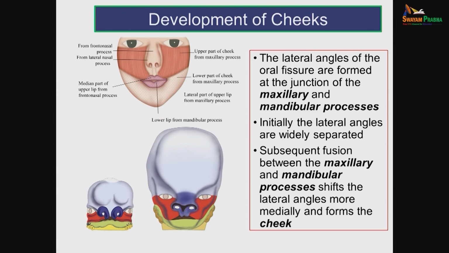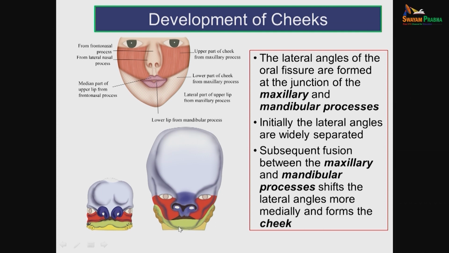Next is the development of cheeks. The lateral angles of the oral fissure are formed at the junction of the maxillary process and the mandibular process. The maxillary process is in red in this picture and the mandibular process is in light green. Initially, the lateral angles you can see in this picture are widely separated, it is very wide.